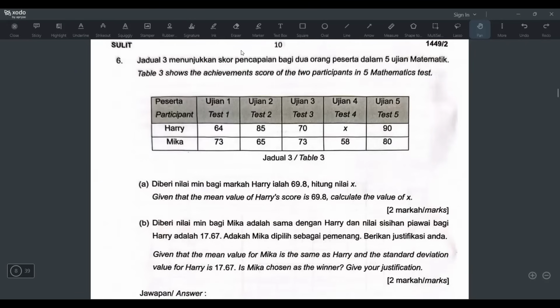Number 6. This looks like measures of dispersion. But is it grouped data or ungrouped data? Okay, it's ungrouped data. So it's Form 4. If it's grouped data, it will be Form 5. Okay, Form 4 which chapter? Not 7, 8. Yeah, Form 4 Chapter 8. This chapter is called Measures of Dispersion for Ungrouped Data. In Malay, sukatan serakan untuk data tak terkumpul.